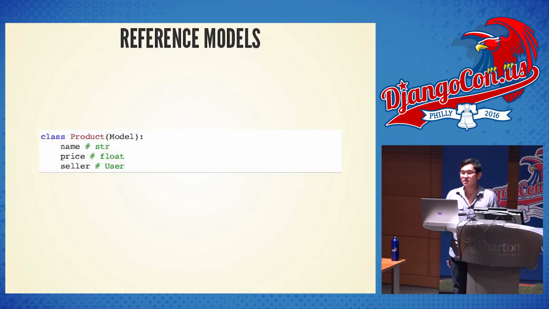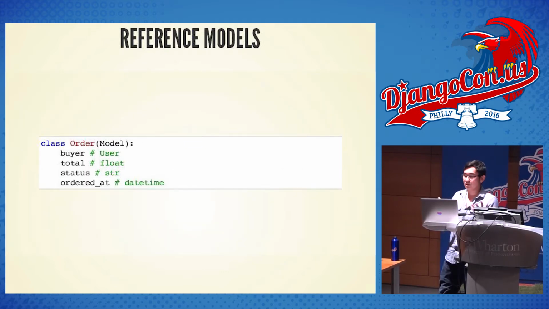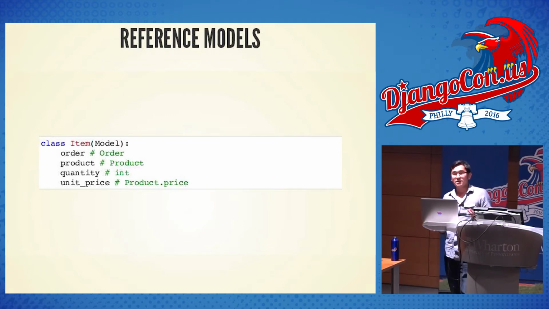Everybody likes making money. Just to be on the same page, I'm going to take a look at some of the rough model references that we're going to be using. We've got products with names, prices, and sellers. Orders, right? And each order has many items. So each item has 2 foreign keys, a quantity, and a float unit price. Hopefully that all makes sense.